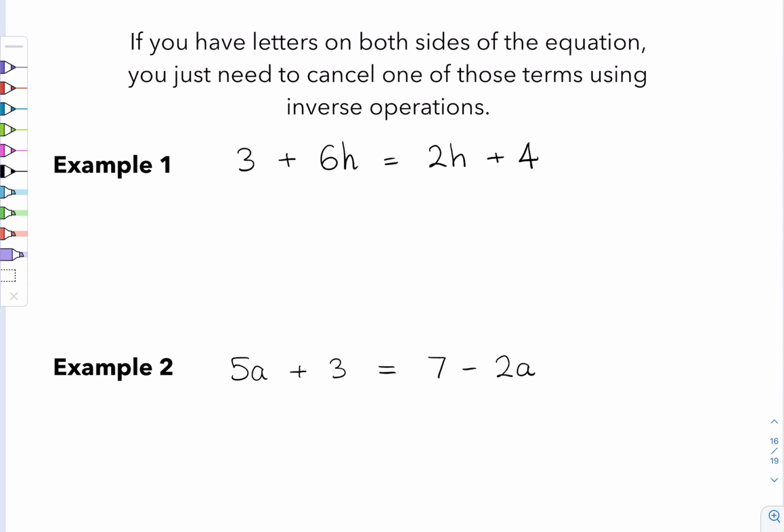Moving on, hopefully this video is not too long. If you have letters on both sides of the equation, you just need to cancel one of those terms using inverse operations.